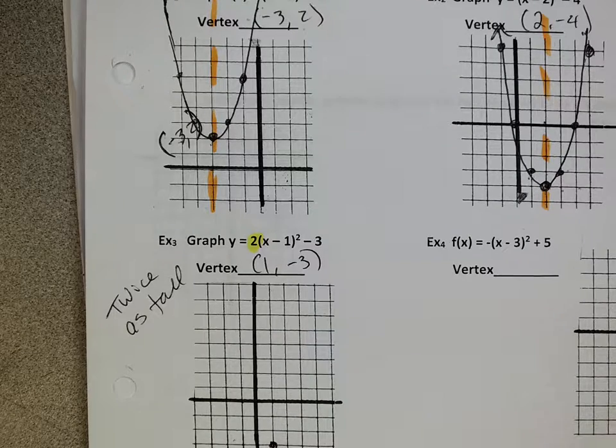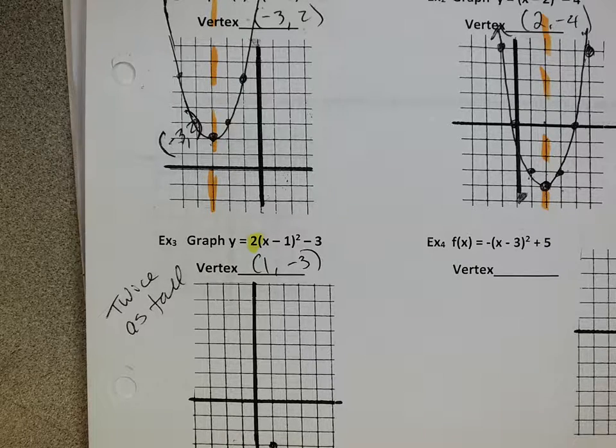Now, if it's twice as tall, listen carefully. 1, 1 becomes 1, 2. 2, 4 becomes 2, 8. 3, 9 becomes 3, 18, which we probably won't be able to graph the 18 because it's going to be too high. Okay, we're going to have twice as tall.